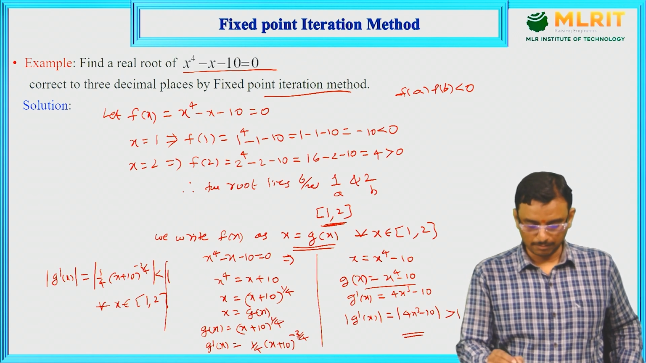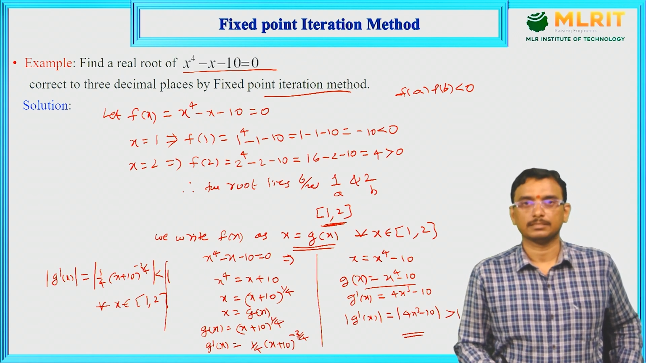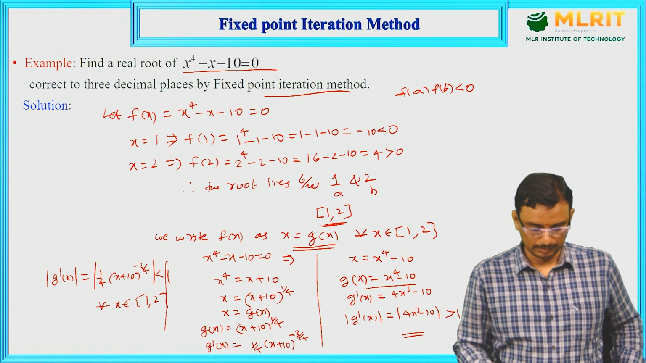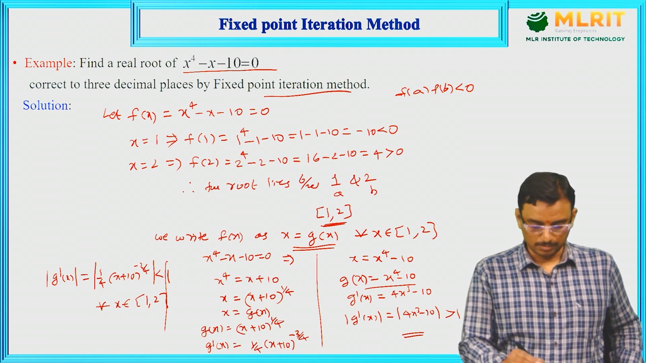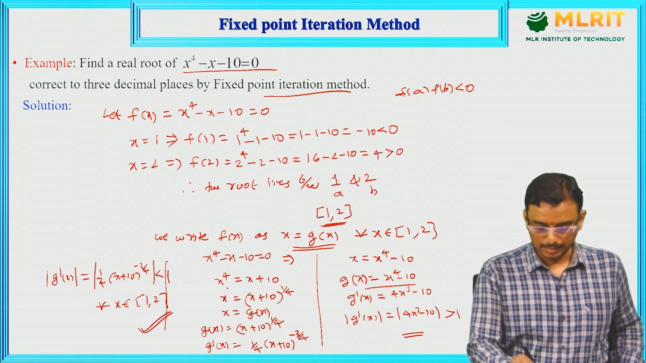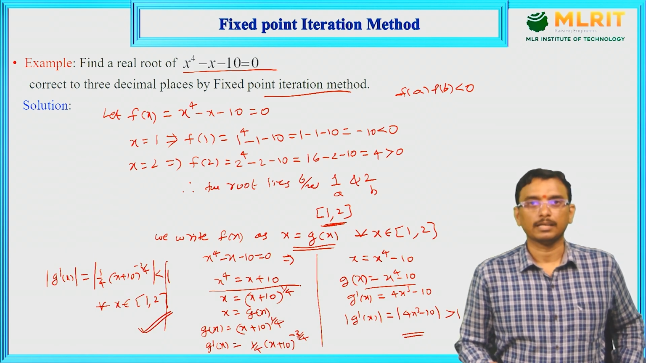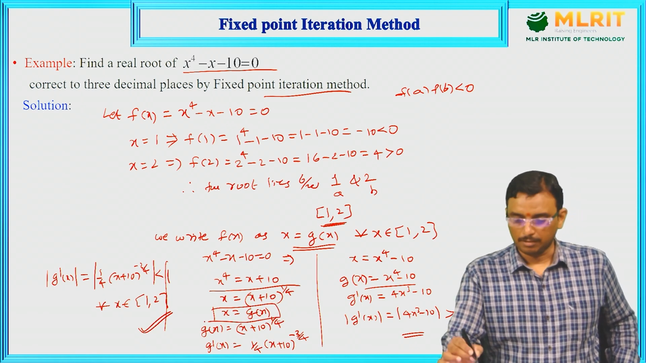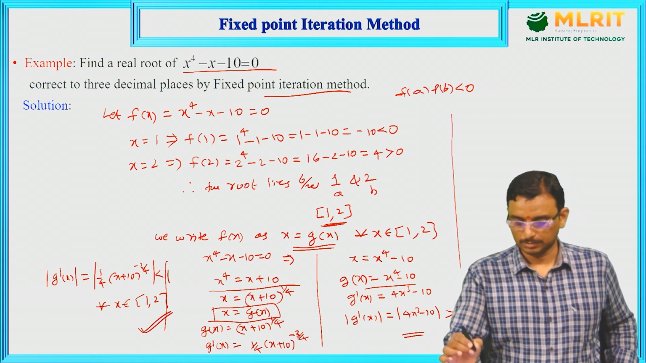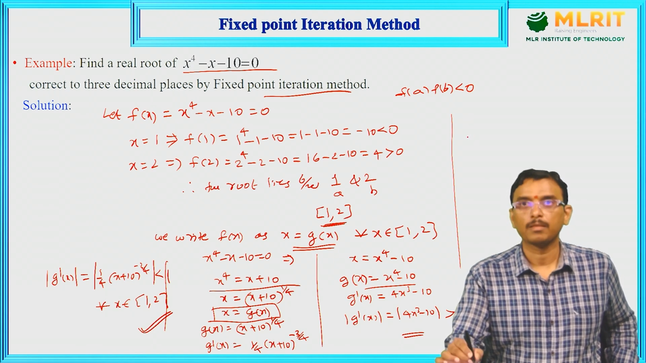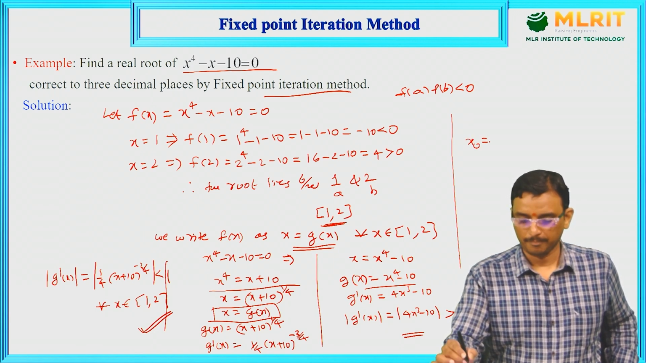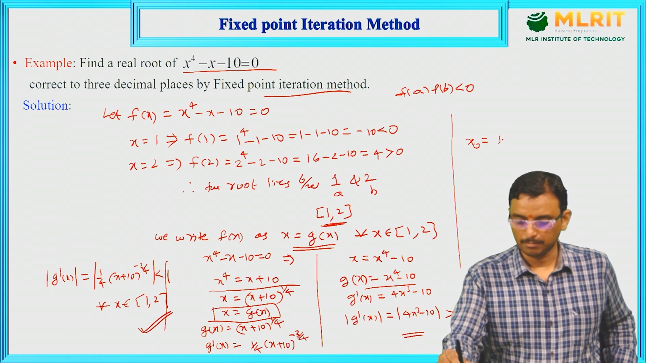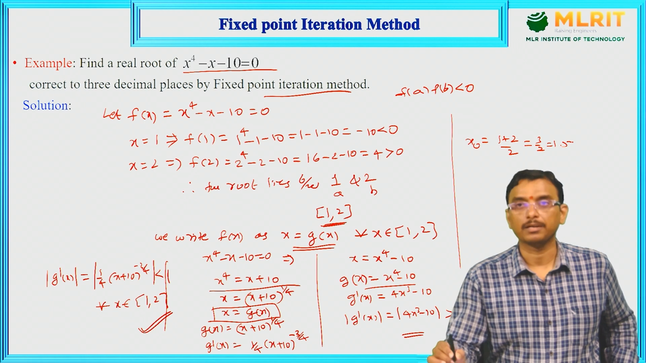So in this way we can find which sequence converges to the root of the equation f of x is equal to 0. So now we continue with this function x is equal to (x plus 10) to the power 1 by 4, that is x is equal to g of x. Now we take the interval 1 comma 2. So here x naught is equal to a plus b by 2, so that is 1 plus 2 by 2. So this is 3 by 2, which is equal to 1.5.